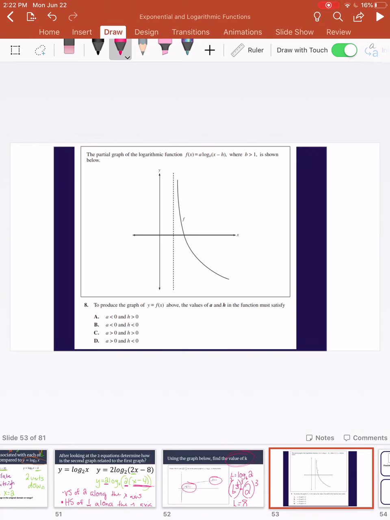All right, here's another diploma question. So it says, here they give you a partial graph. To produce the graph of y equals f of x above, the values of a and h in the function must satisfy. So first of all, what I would do is I would graph the original logarithmic graph if you were confused and you didn't know where to start. So this is what my normal logarithmic graph looks like. We've looked at it quite a few times in this lesson, so that would just be log base b of x.